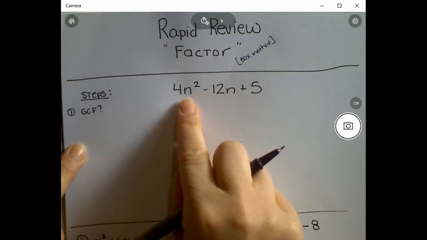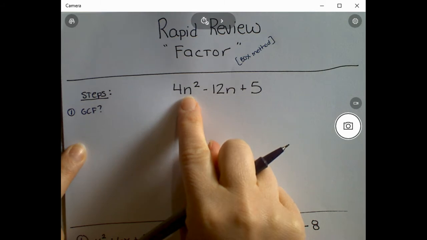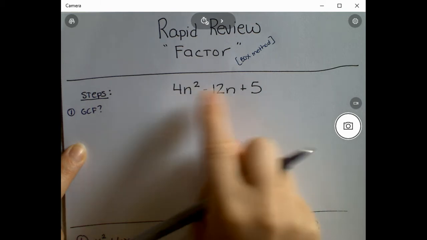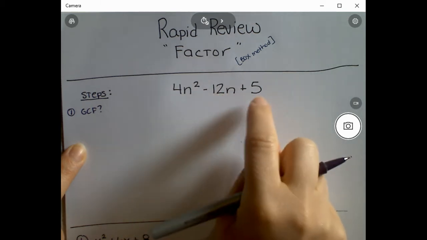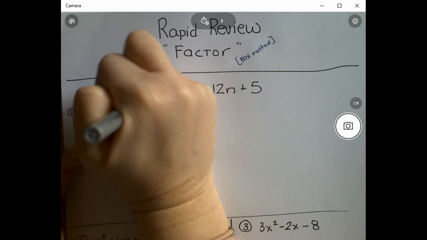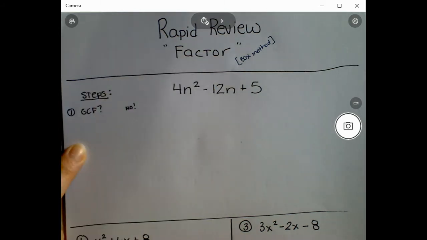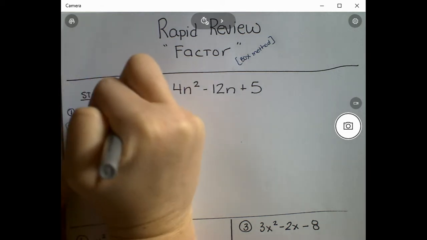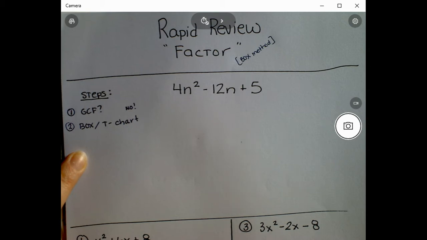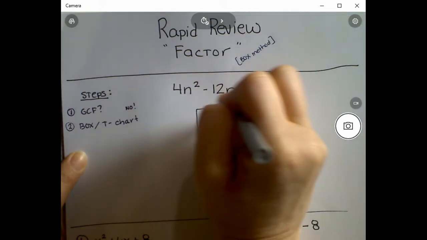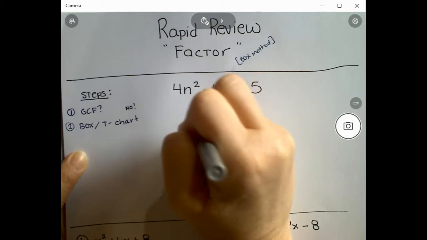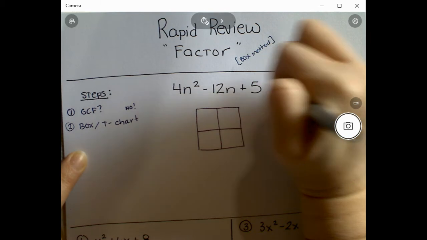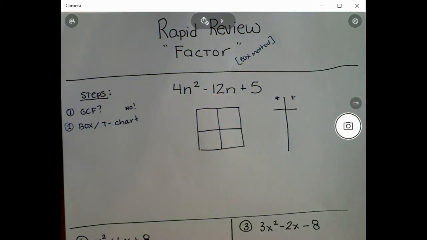All right, so look at all three terms. We can divide this by 4. We can divide this by 4, but we can't divide this by 4. We can divide this by 2, but not this by 2. So for this problem, we have no GCF. All right, next, we're going to draw the box and the T-chart. All right, so we'll have a box and a T-chart. And in the T-chart, this one is multiply and this one is add, if you recall.